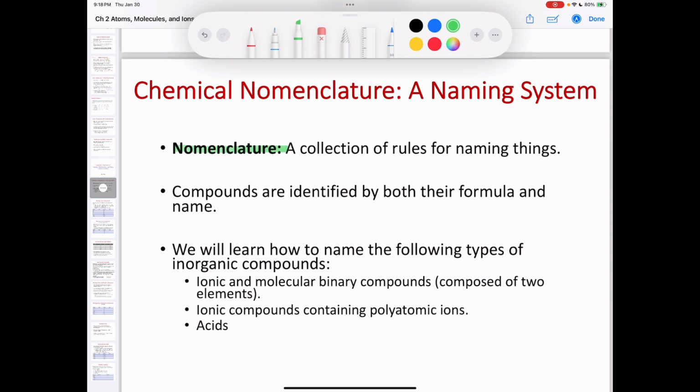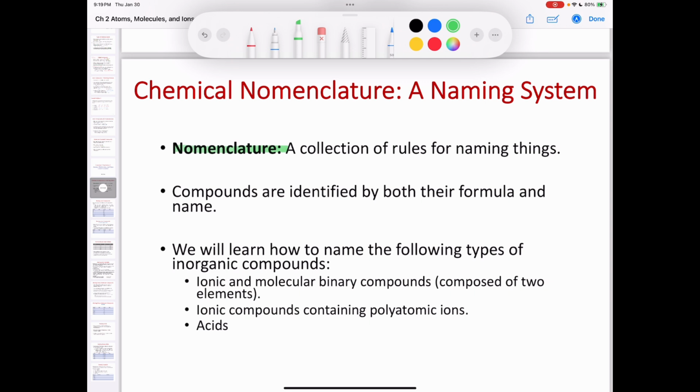Compounds are identified both by their formula, but you also have to be able to communicate a name, right? We don't walk around saying Na2CO3. No, it's got a name. We call it sodium carbonate, right? We don't walk around just giving a formula for ammonium chromate.